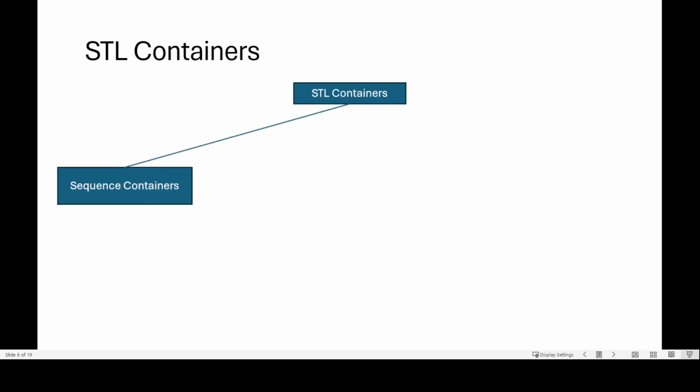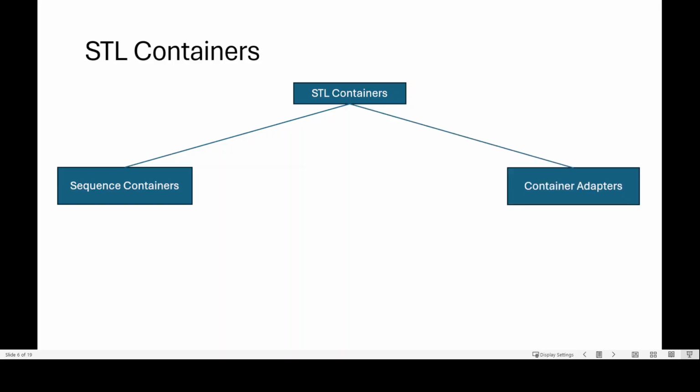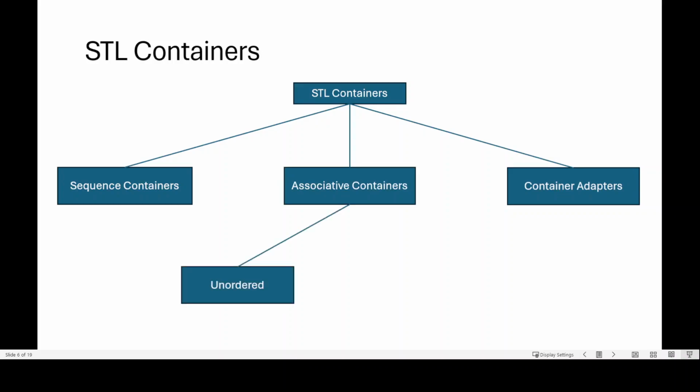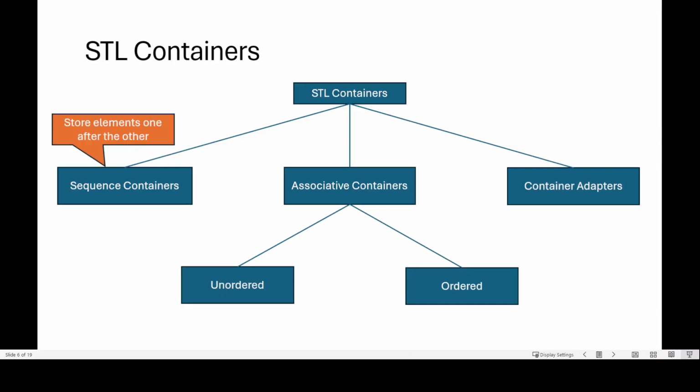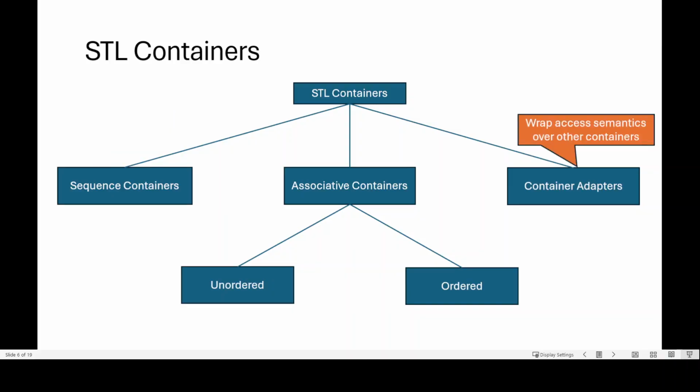So the STL provides a class of containers which can be called sequence containers. And then there are containers that are container adapters. And then there are associative containers. As far as associative containers are concerned, these come in two types. One is unordered and the other is ordered. We'll take a look at what exactly this means later. But as far as sequence containers are concerned, they store one element after the other. That's where the name sequence comes from.